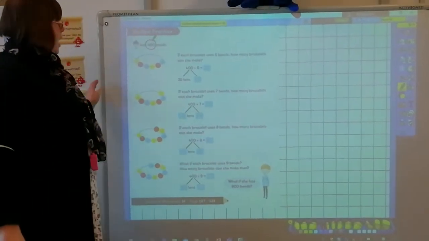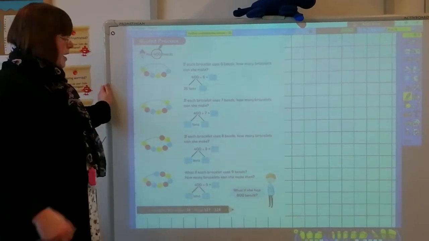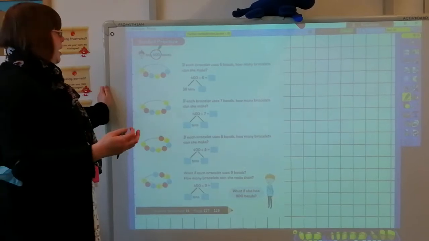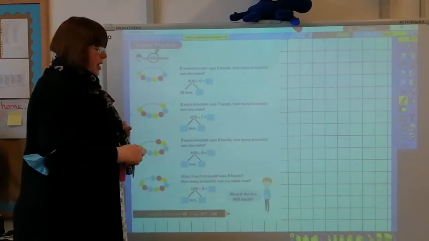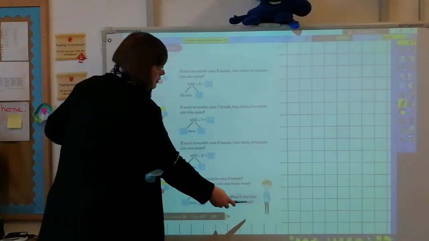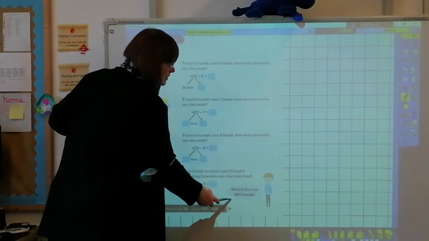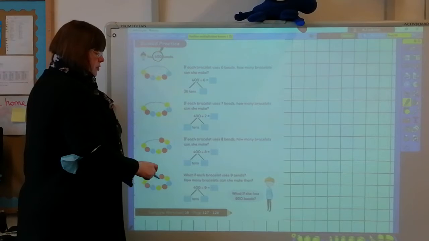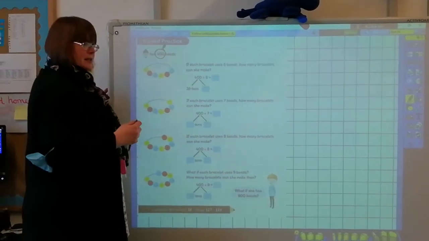I wonder which ones will work. Have a go working with the adult in your homes that's helping you and see which one works. If you've got time, could you do it to see if she's got 900 beads? Which one of these numbers would work if she had more beads?